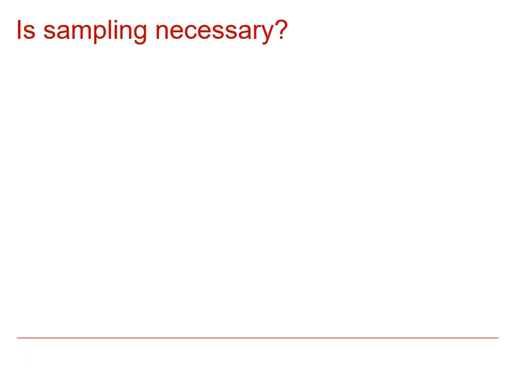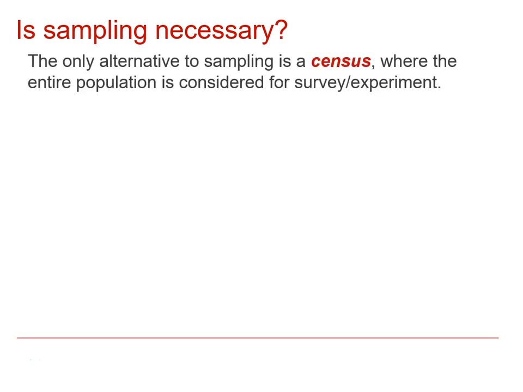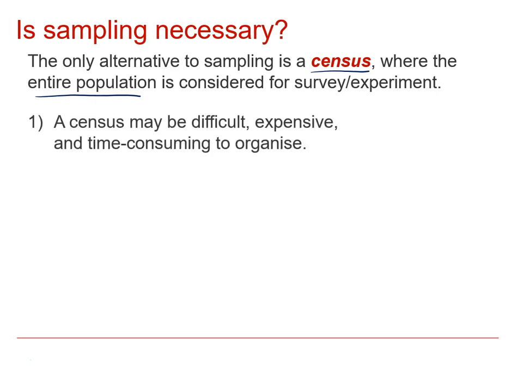Is sampling necessary? Well, the only alternative to sampling is a census, where the entire population is considered for survey or experiment. Now this is problematic for multiple reasons. A census may be difficult, expensive and time consuming. So think how big a deal the UK census is every 10 years. It is a multi-million-pound enterprise.